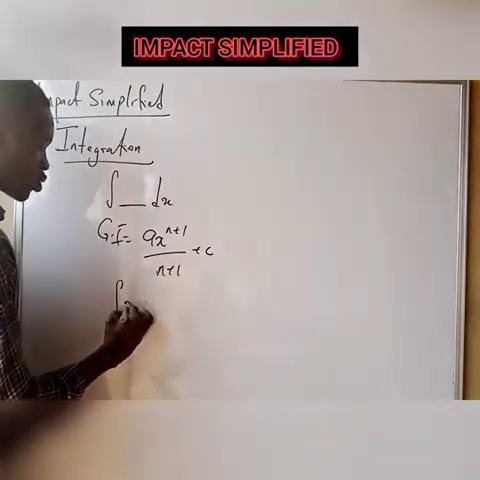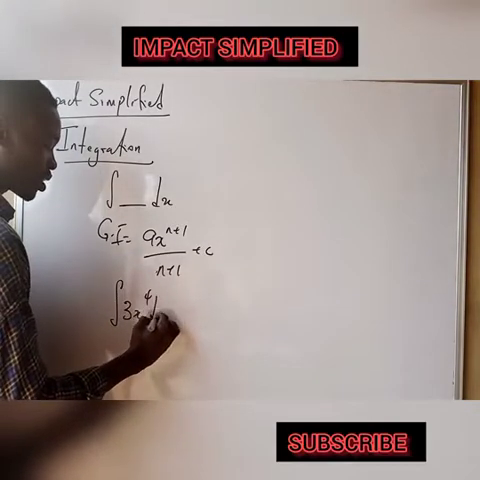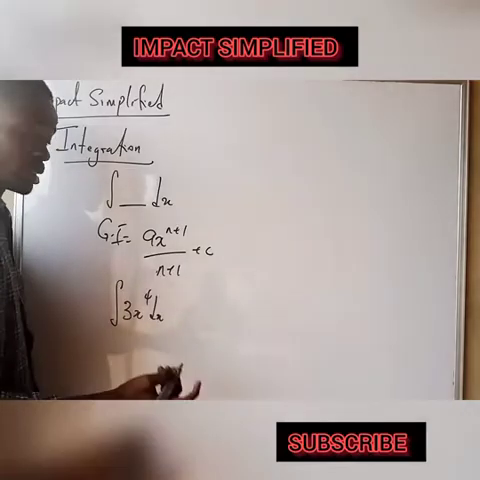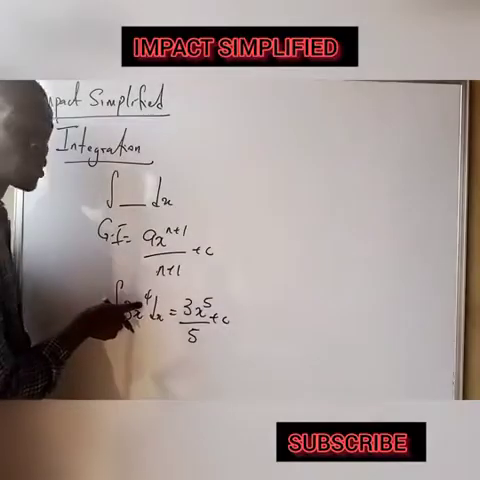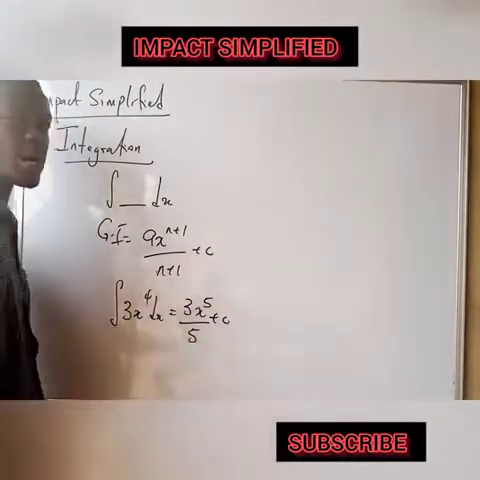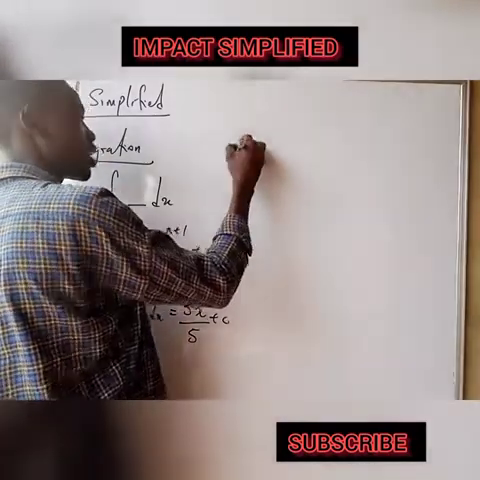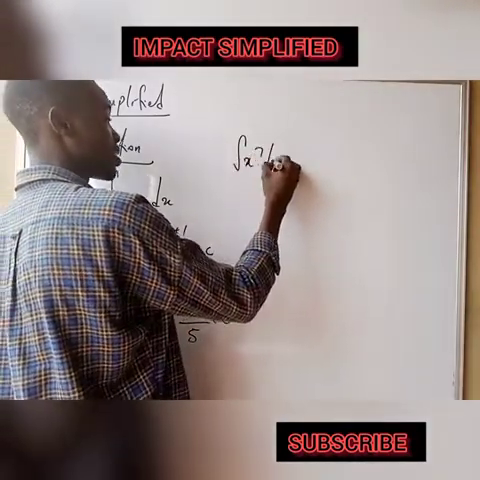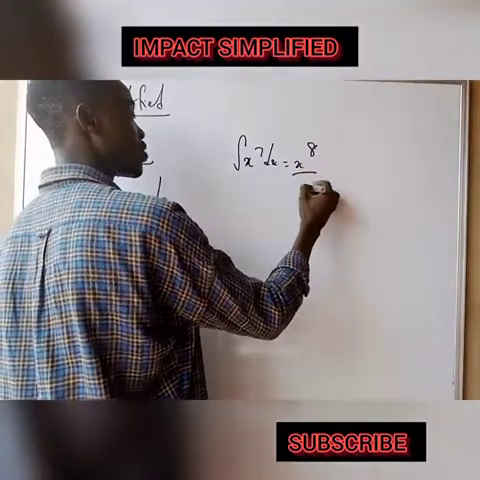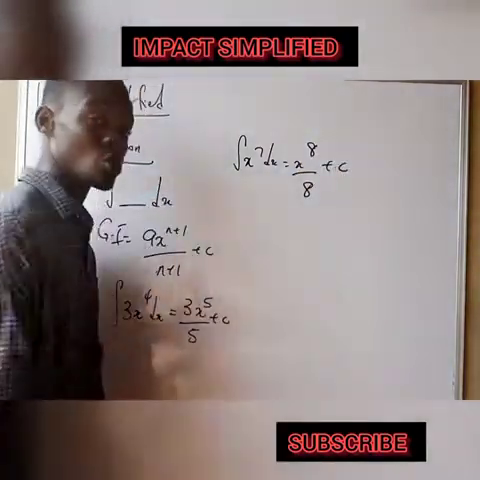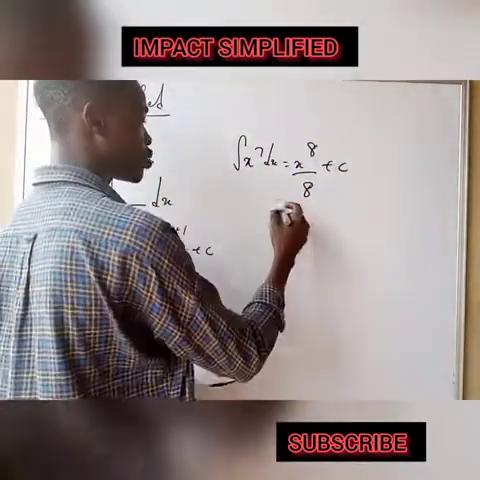For instance, let us look at this. They say integrate 3x to the power of 4 dx. What will you do? Add 1 to the power and then divide by that power. It's simple. Now let's look at this. Integrate x^7 dx. What is the answer? x^8 over 8 plus c. So it's simple.